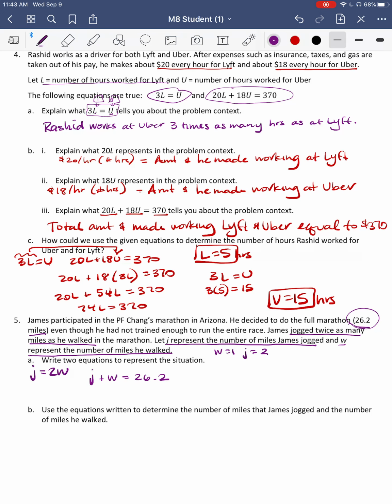Now, part B, we need to use those equations to find out how many miles he jogged and how many miles he walked. We're going to do the same thing we did in number 4 by substituting in. We want to take those equations and get them in terms of just one variable. We'd start with this one, which would probably be the easiest. We know that J equals 2W, so we substitute it in. When we rewrite, 2W plus W equals 26.2, so 3W equals 26.2.